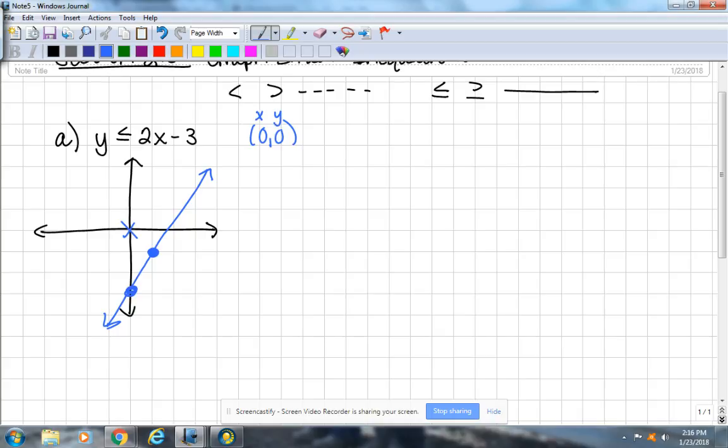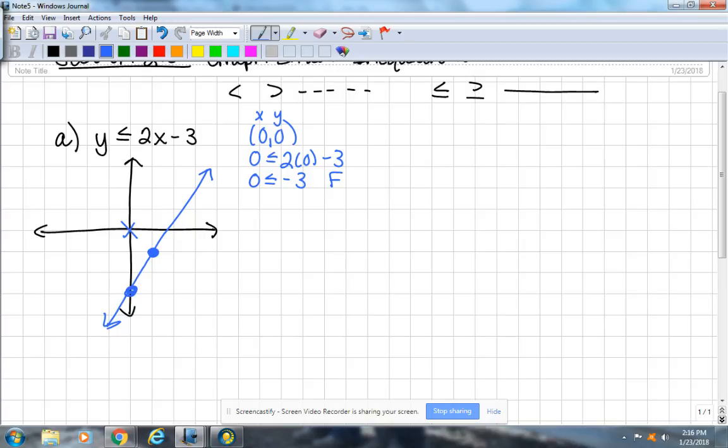Now to test out that point, remember this is an X and this is a Y. So we're going to plug those in for X and Y in the original inequality problem. 0 is less than or equal to 2 times 0 minus 3. What is 2 times 0? 0. And 0 minus 3 is negative 3. So this statement says 0 is less than or equal to negative 3. Is that true or false? False. That is false. So this is not true.